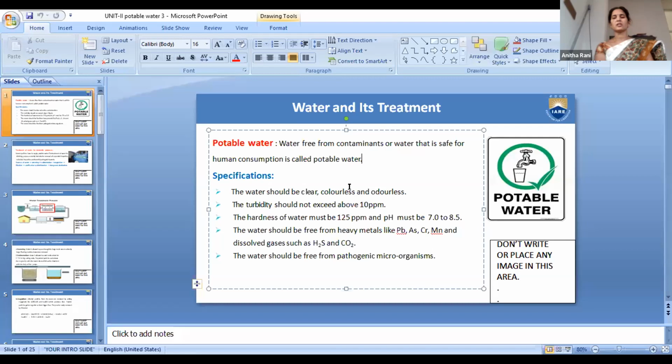So the specifications of potable water that we have to follow are: the water should be clear, colorless and odorless, and turbidity should not exceed 10 ppm, hardness of water must be 125 ppm, and pH must be 7.0 to 8.5. And water should be free from heavy metals like lead, arsenic, chromium, and manganese, and also dissolved gases such as H2S and CO2. And water should be free from pathogenic microorganisms.